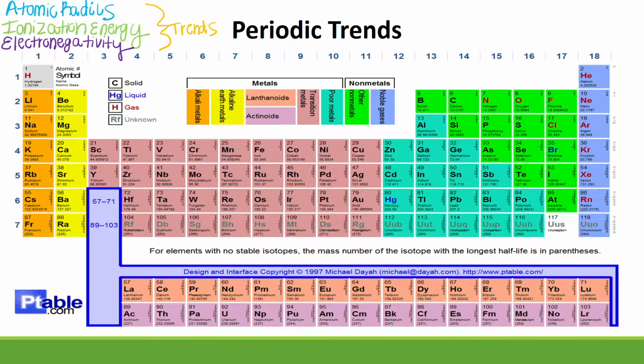So atomic radius refers to how big an element is. When you have an element, you have a nucleus, and in the nucleus you're going to have some protons and some neutrons. Now, where are the electrons? The electrons are located in this thing called the electron cloud, and they're going to be scattered around this area. So the atomic radius is the distance from the center of the nucleus to the edge of the electron cloud.